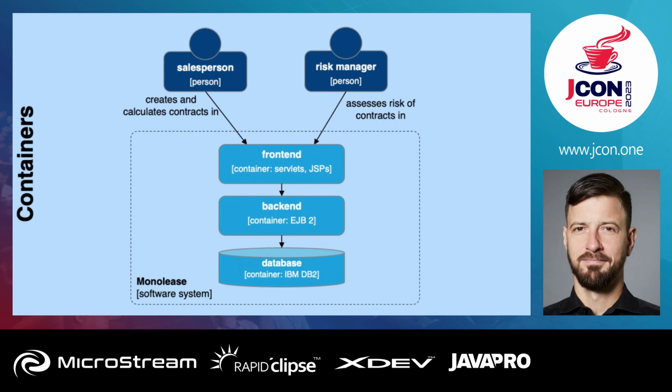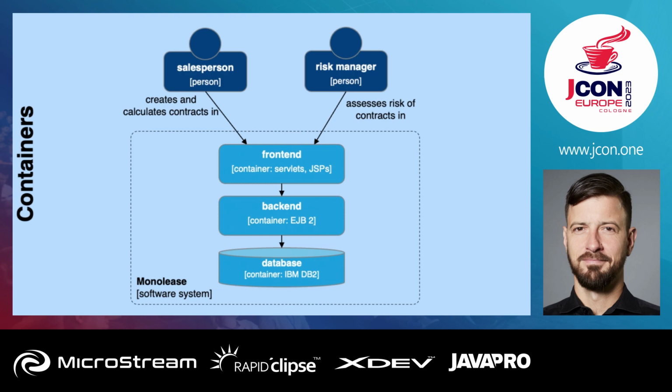So when we look inside of the monolith on a container level, then we will see, well, there's a front end and a back end and a database. And they form what we call a layered architecture. The front end is using the back end, and the back end is using the database, and not the other way around. So there is architecture. That's the good news. But probably not enough architecture here, right?